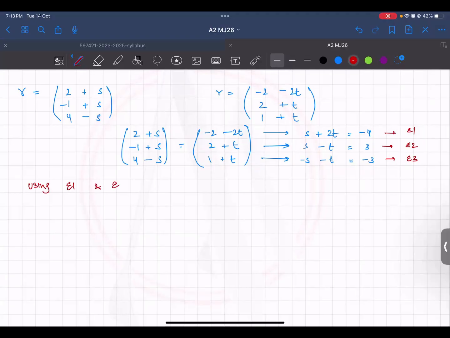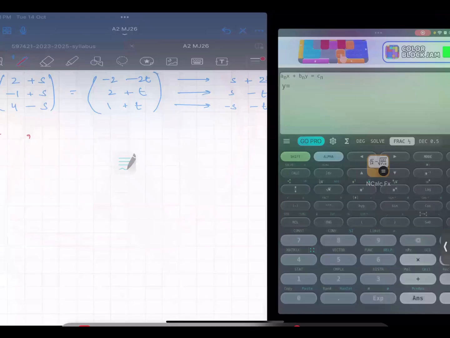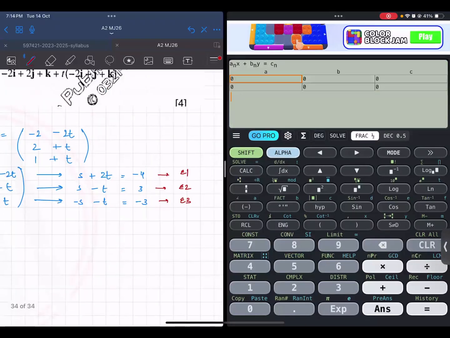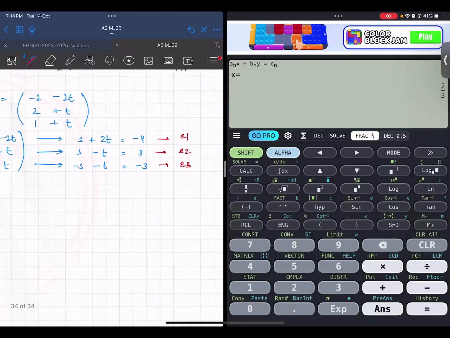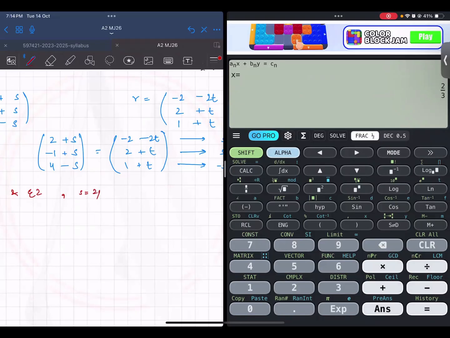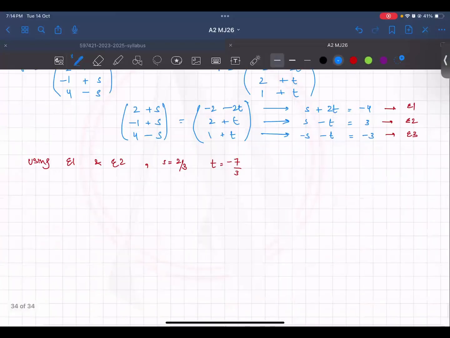Using equation 1 and equation 2, your values of s and t are coming out as, let's see, 1, 2, minus 4, 1, minus 1 and 3. So s is 2 upon 3 and t is minus 7 upon 3. And if you put this in the third equation, so minus 2 upon 3 minus 7 upon 3, is it equal to negative 3?